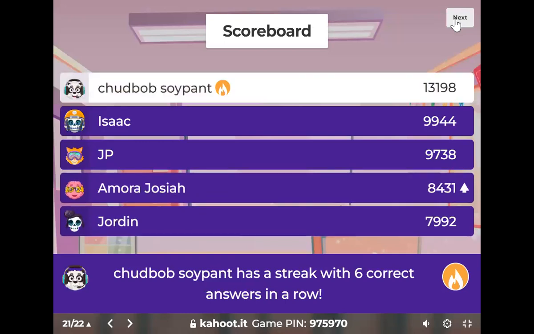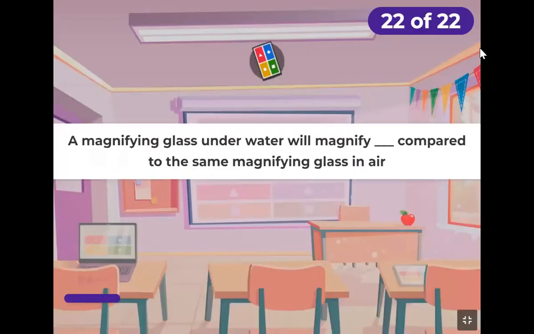And here's for the win. All right, ooh, all right, we got Jordan, Josiah, JP, Isaac, Doug Bob Soyband, on fire, going for the win. A magnifying glass underwater will magnify how compared to in the air.